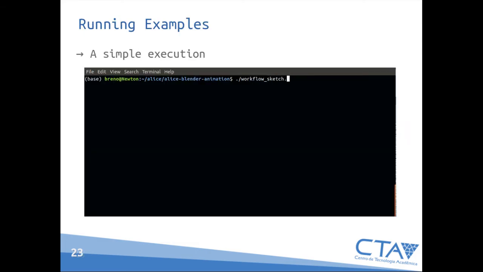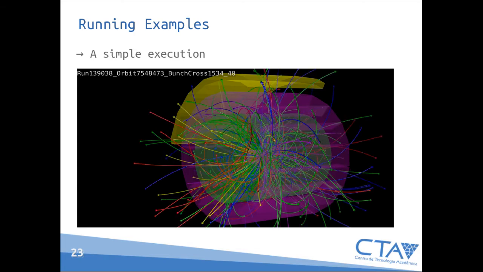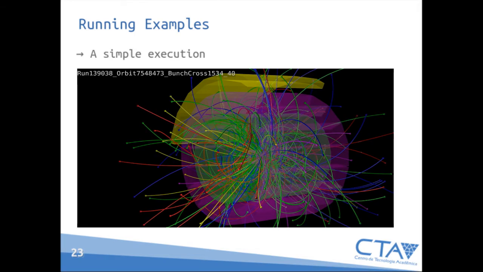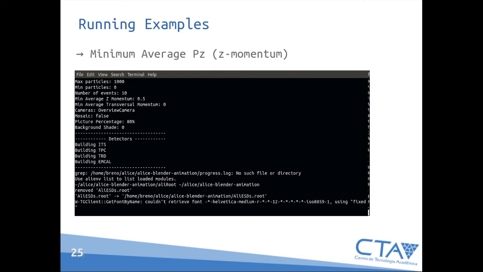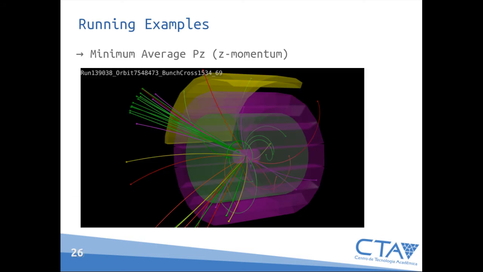Here we can see a basic running example where the download option is set, informing the URL address of the ESD file. Animations will appear in the default overview camera. To further select the type of events one intends to animate, it is possible to set specific triggers. For instance, the option minimum average PZ is used to select events with boosts along the beam direction. Further details can be seen in the project's documentation. The image below shows a preview.